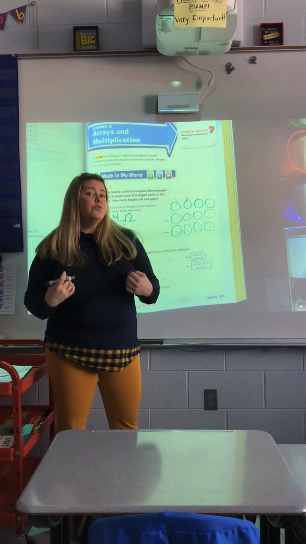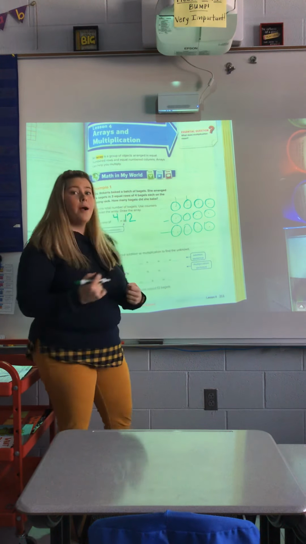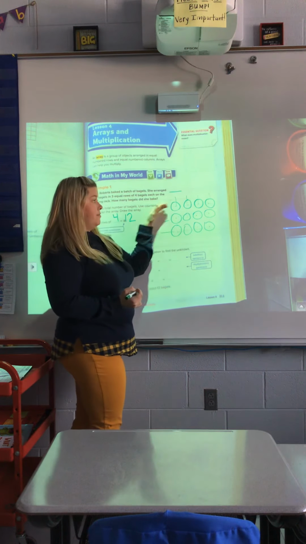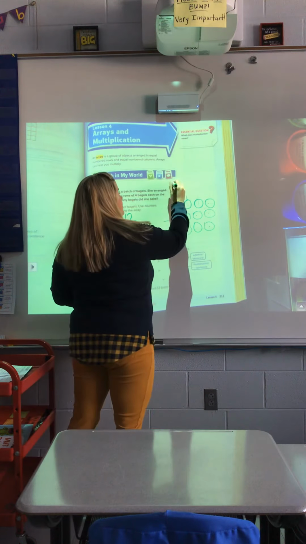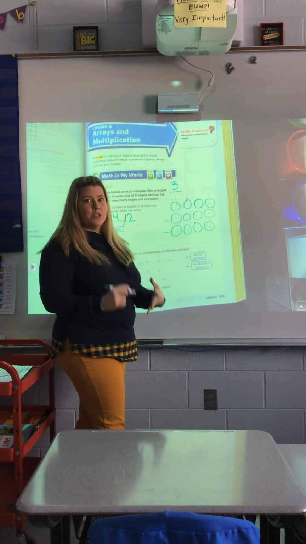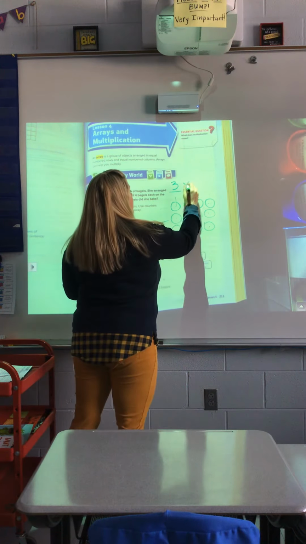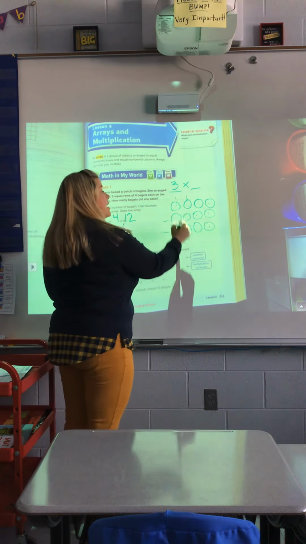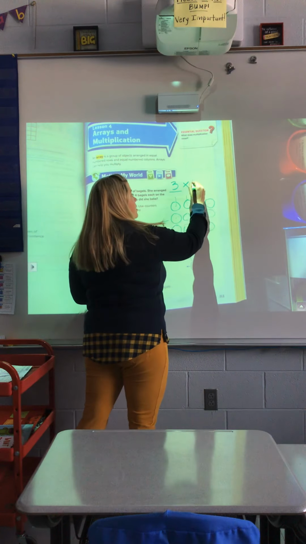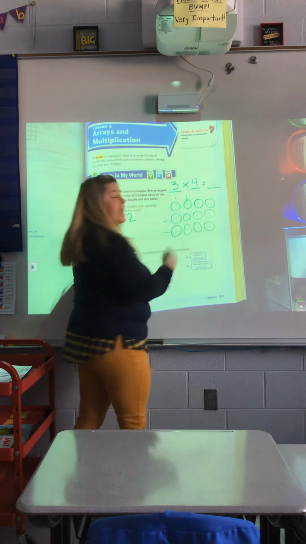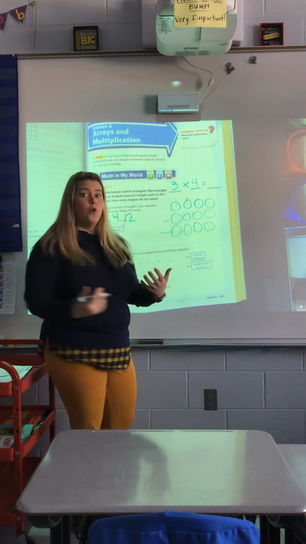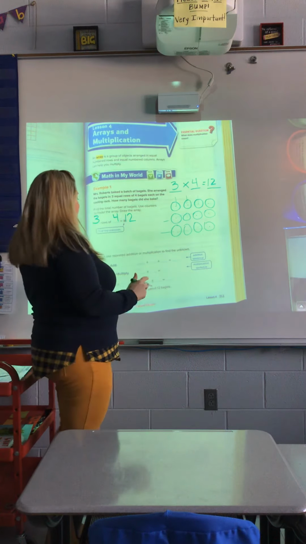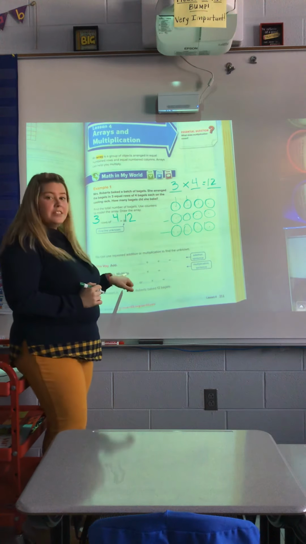Now, if I wanted to write this as a multiplication problem, my first blank would be how many rows I have. 1, 2, 3. Okay, my first number is always how many rows. My second number is how many are in each row. 1, 2, 3, 4. And my answer is how many there are total. There's 12. 12 total.